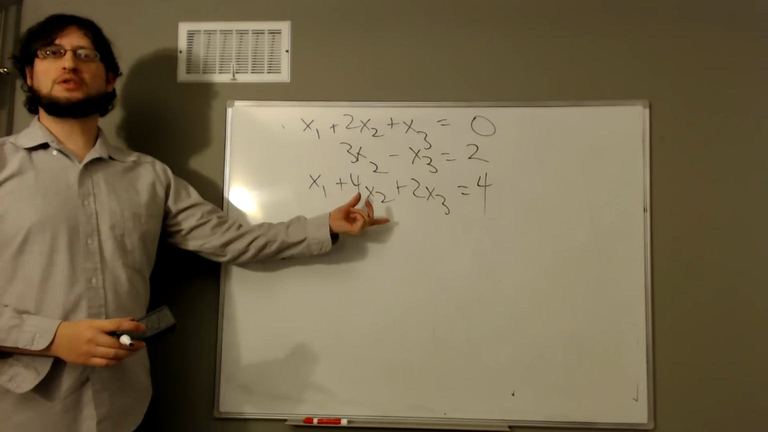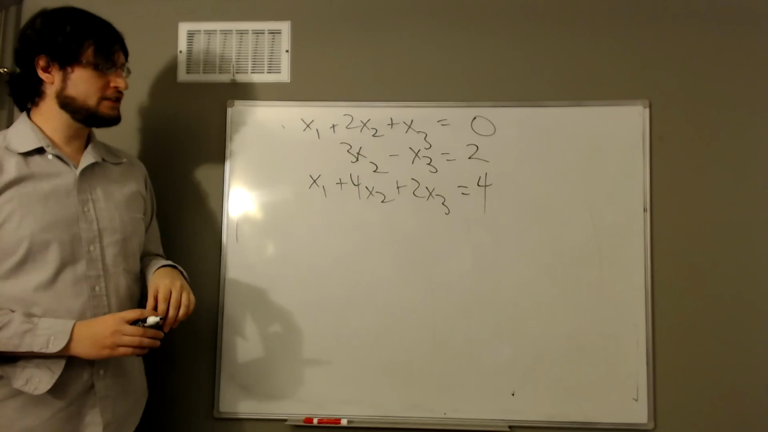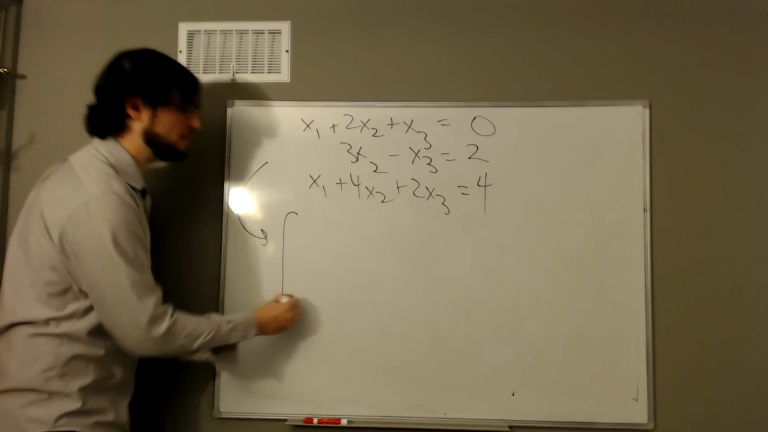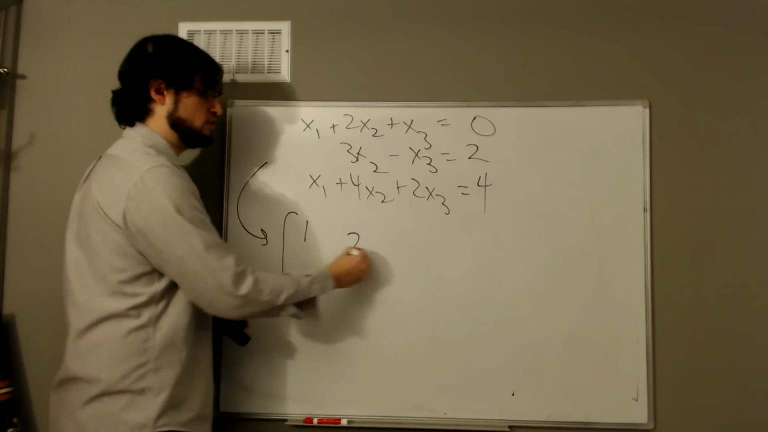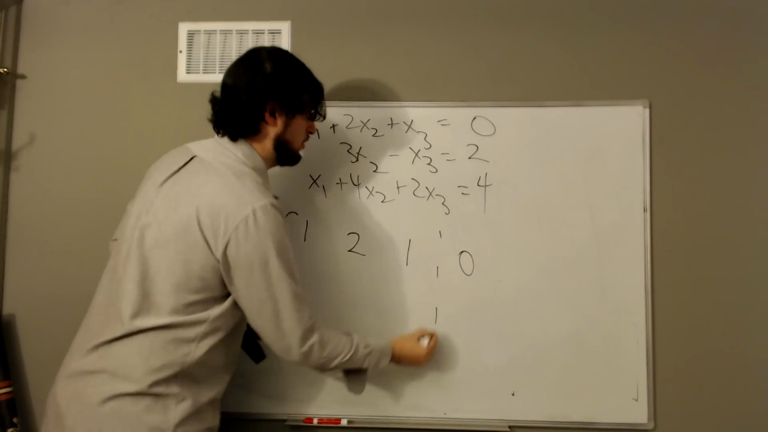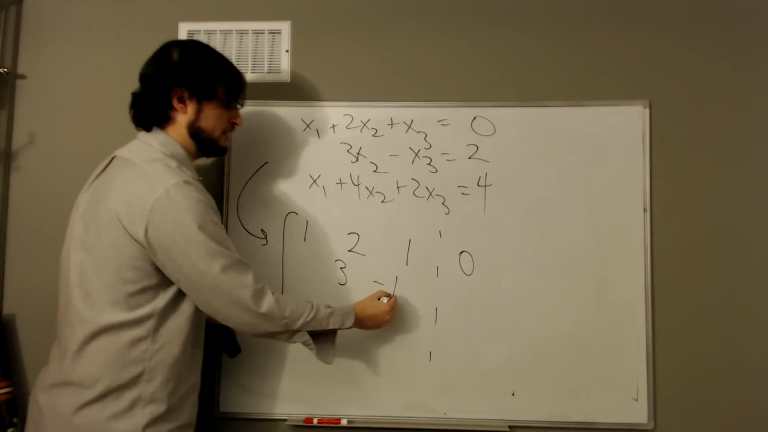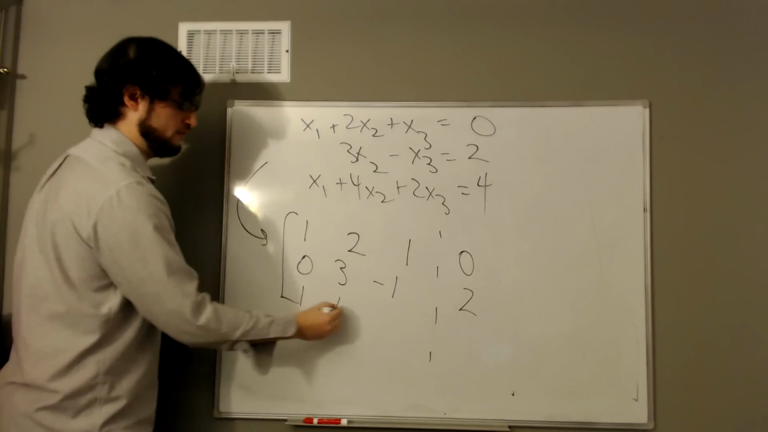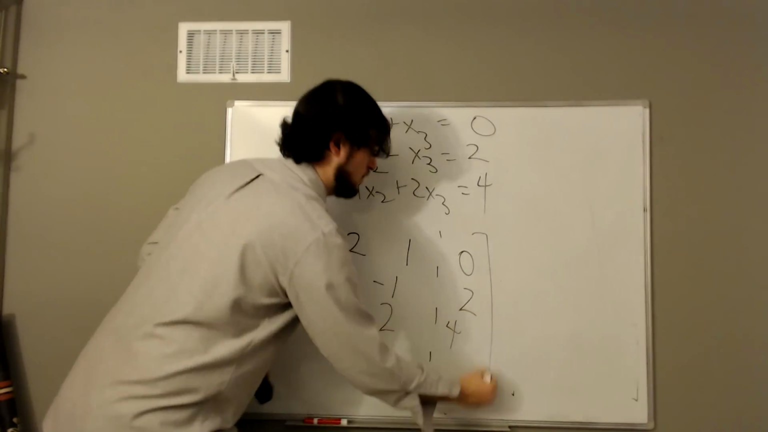Which is something that we could have answered using the techniques from the last section. How would I actually answer that question? Well, I'd build an augmented matrix: 1, 2, 1, 0, 3, minus 1, 0, 2, 1, 4, 2, 4.